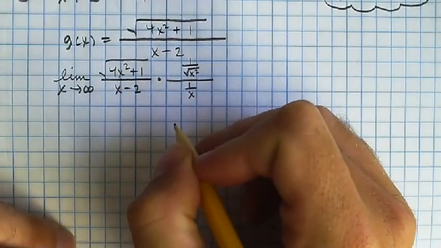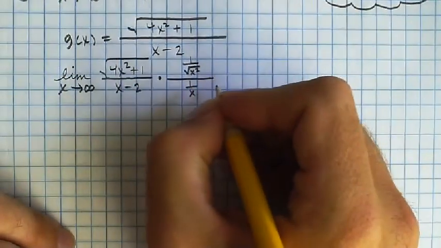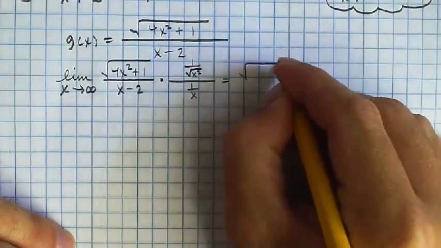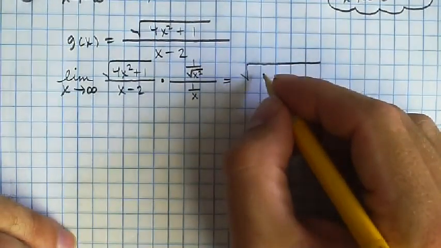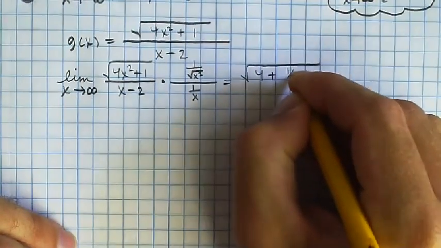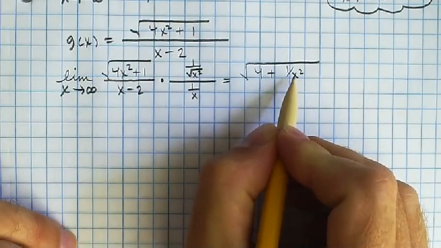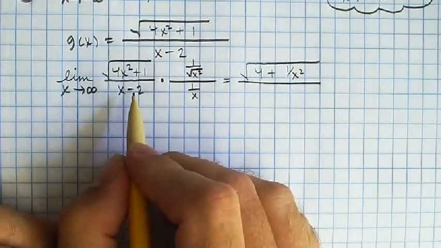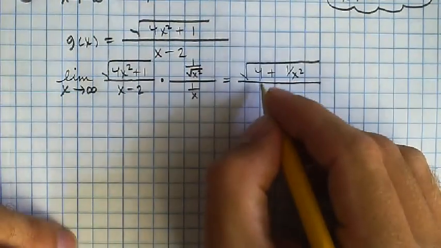I will talk to you about x divided by absolute value of x, or absolute value of x divided by x, right after this, but I'm not going to make this a 2-hour video. This is going to be 4 plus 1 over x squared, the type of thing that when x goes to infinity will go to 0, divided by, okay, so what this is going to be, x divided by x is 1, minus 2 over x.